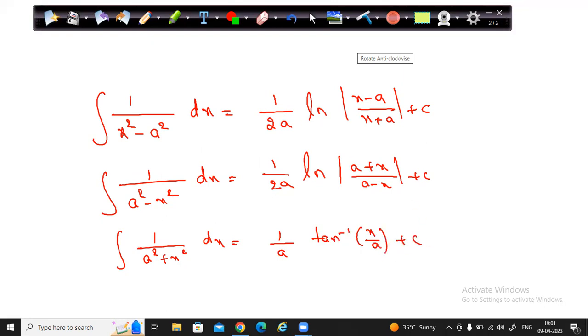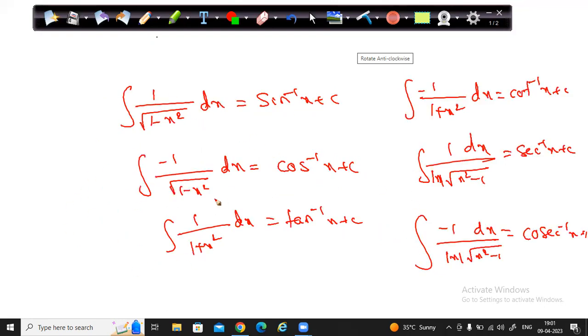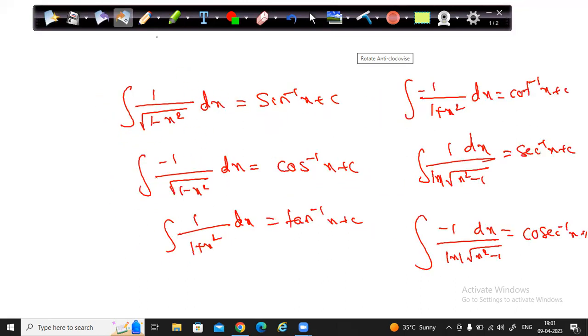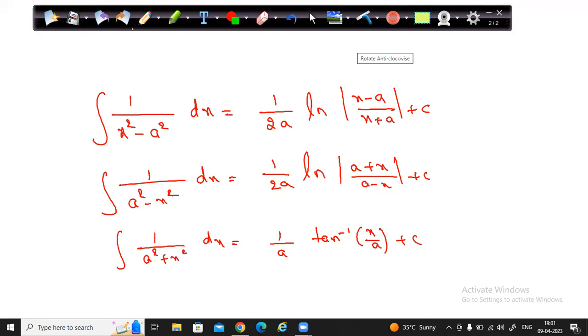These formulas are just extensions of the basic formulas. If you are very good at this, those come to you automatically. The integral of 1 upon a square plus x square, or x square plus a square, is 1 upon a tan inverse of x by a plus c.